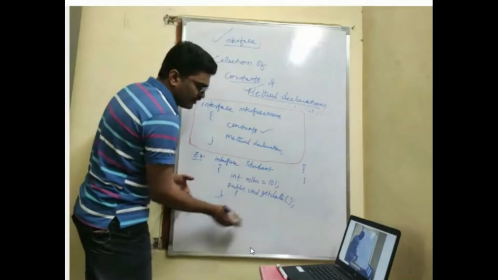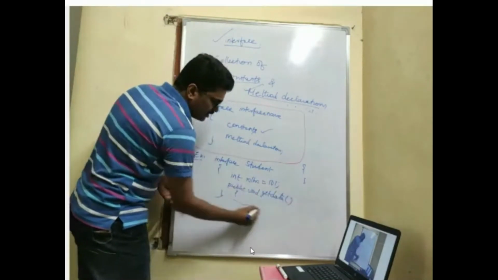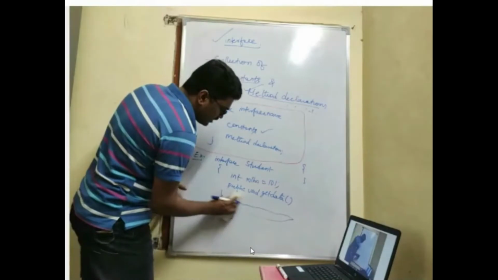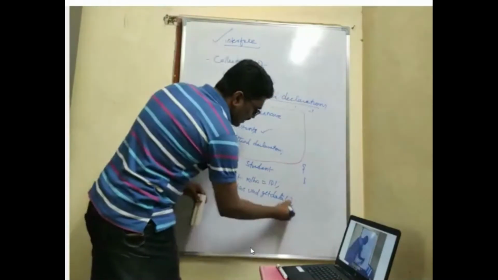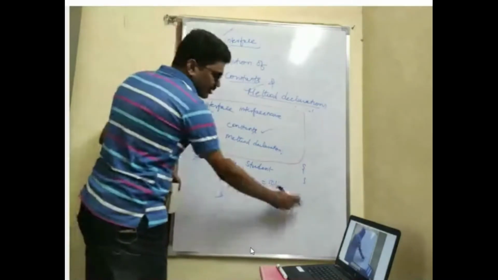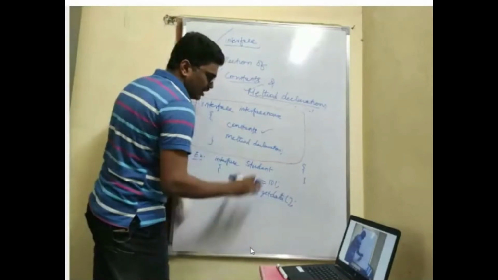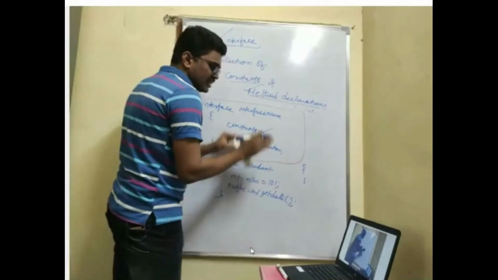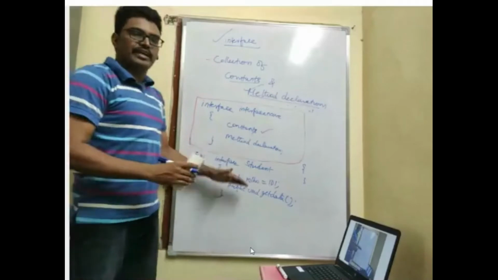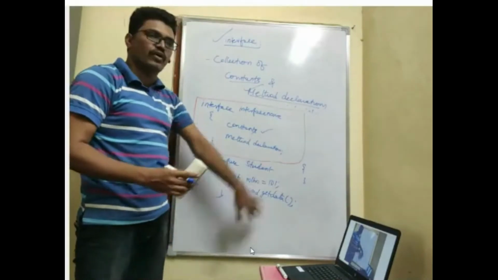This is called a definition, where we write the code here. Here we don't write the code. We just put a semicolon. It is just a declaration. We are declaring that such a method is there in the interface. The implementation of the method can be written by the corresponding classes.